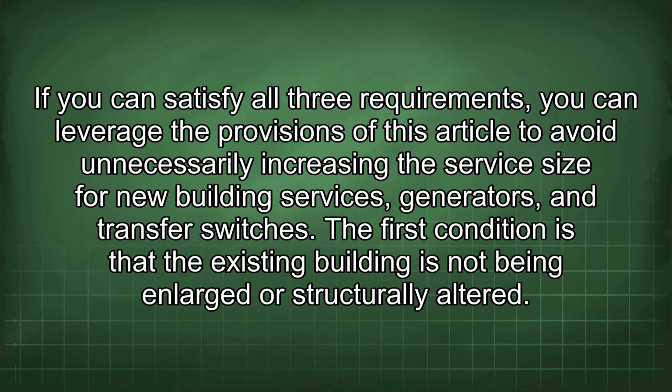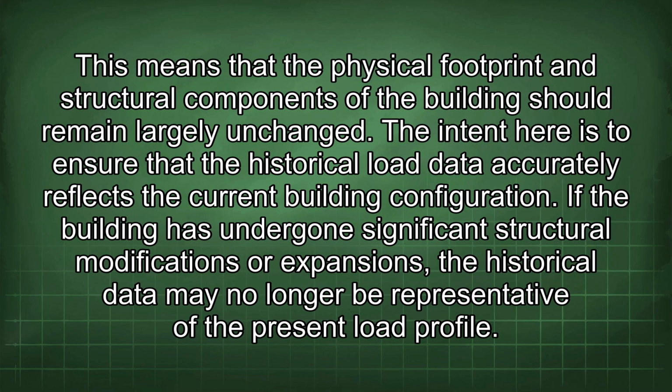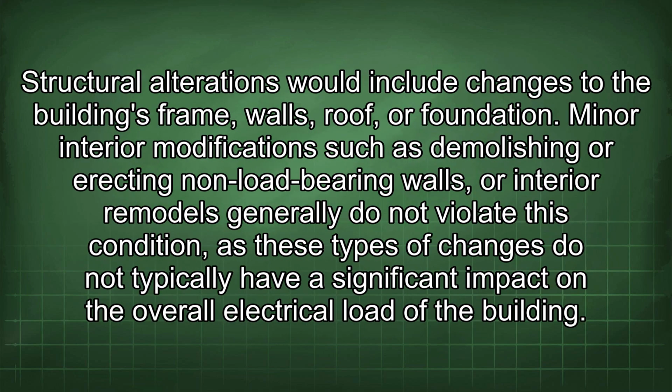The first condition is that the existing building is not being enlarged or structurally altered. This means that the physical footprint and structural components of the building should remain largely unchanged. The intent here is to ensure that the historical load data accurately reflects the current building configuration. If the building has undergone significant structural modifications or expansions, the historical data may no longer be representative of the present load profile. Structural alterations would include changes to the building's frame, walls, roof, or foundation.